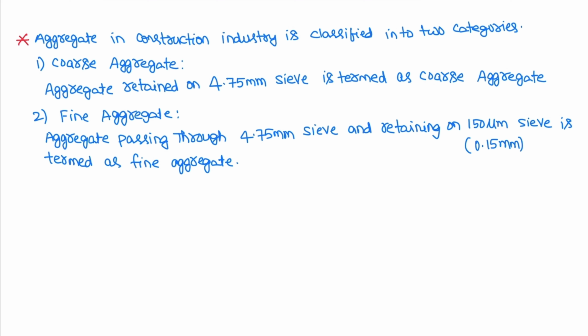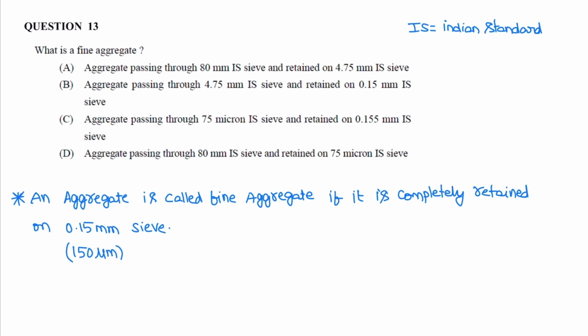So coarse aggregate means aggregate retained in 4.75 mm sieve is termed as coarse aggregate, and aggregate passing through 4.75 mm sieve and retained by 150 micrometer or 0.15 mm sieve is termed as fine aggregate. An aggregate is said to be fine aggregate if it is completely retained by 0.15 mm IS sieve. So IS represents Indian Standard. The correct option is B. Next question.